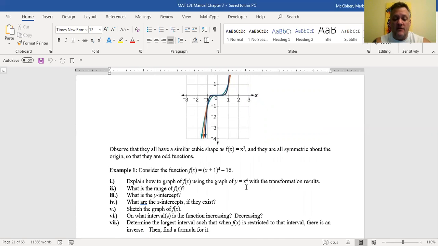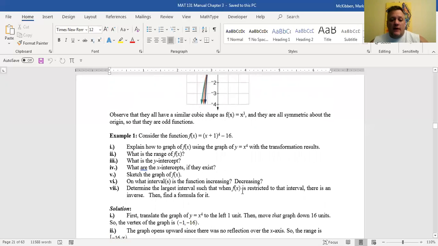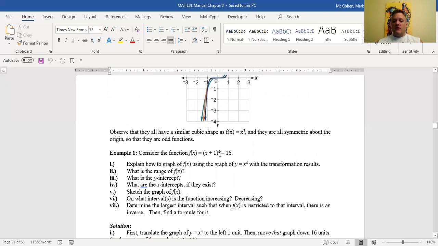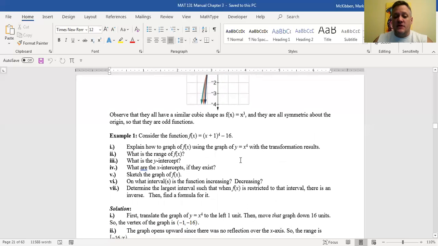All right, so let's talk about these. First, for part 1, you want to explain how the graph of f of x can be obtained from this graph using the transformation results. Okay. Well, remember, you always start like you're using the order of operations. So we start with an x. The first thing you do is you add 1 to it. But if you add 1 to an input, you're going to shift it to the left 1 unit. Okay, so we're taking x to the 4th and moving it left 1 unit. And then if we subtract 16 from that whole thing, then we're going to move that whole thing down 16 units. Okay, so left 1, down 16 units.